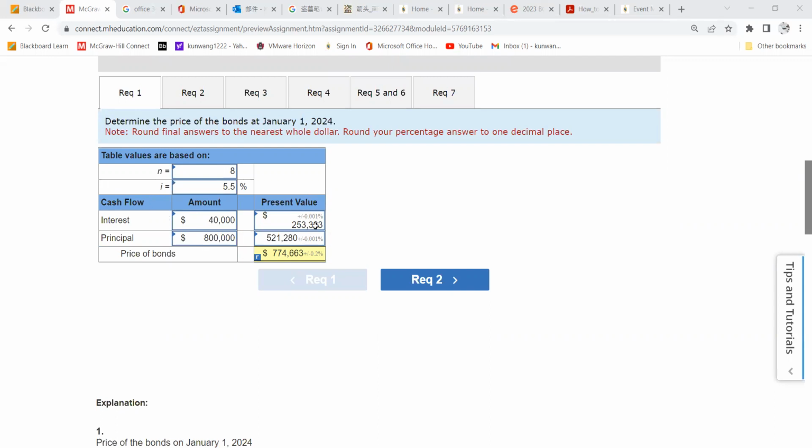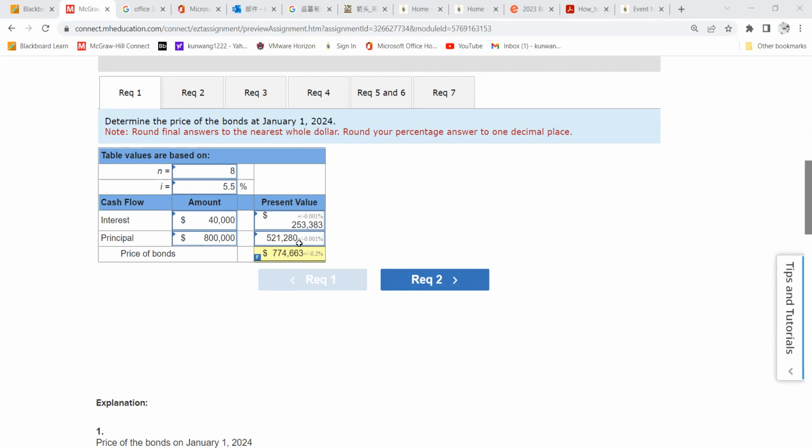And be careful of these rounding things. Okay, if you put it wrong, because this is computer grading. Okay, if you didn't fall into the range, you may still get something wrong. Okay, be careful of the rounding requirements: rounded to the whole dollars. So for dollars it is the whole, and for percentage, 1 decimal point.